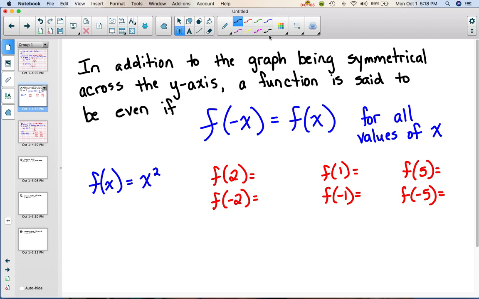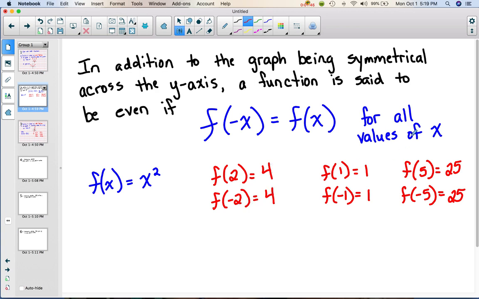So let me show you with this function, our parent graph for the parabola. If I evaluate f of 2, 2 squared is 4. If I evaluate f of negative 2, if I square a negative 2, I get 4. So changing the sign to the opposite did not affect f of x, the output. If I substitute a 1, 1 squared is 1. If I square a negative 1, I get 1. If I square a 5, I get 25. And if I change it to the opposite and square it, I still get 25. So that's what I mean when I say changing the input value to the opposite doesn't change the output value.